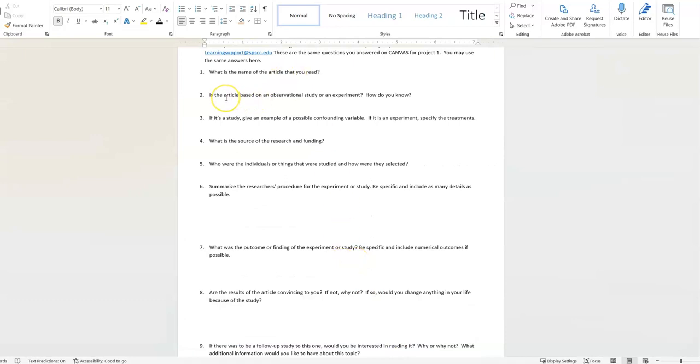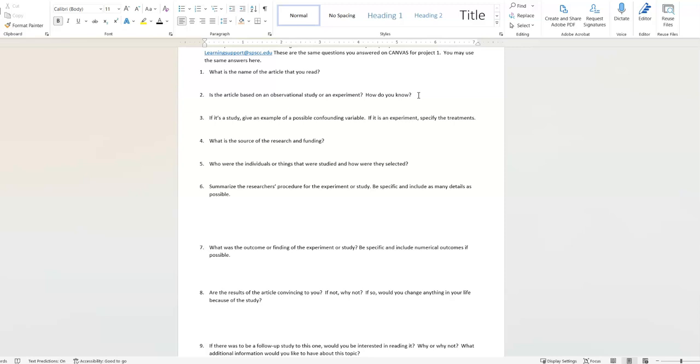The second question is, is this article based on an observational study or an experiment, and how do you know? How you know it's an experiment is if they do something to the subjects. Like if I change the length of a traffic light and then watch to see how many cars get backed up, that's an experiment because I've actually changed it. If I just drove out and watched people go through a stoplight for a couple of days and made note of that, that would be a study because I just observed. I didn't actually do anything.